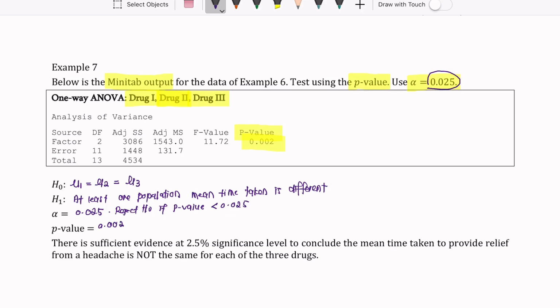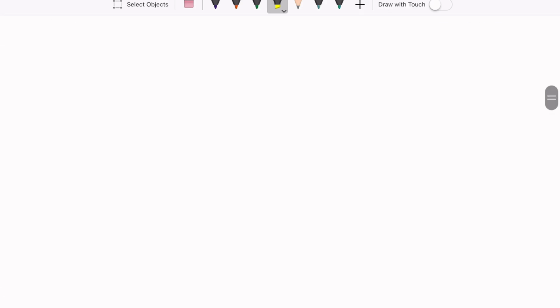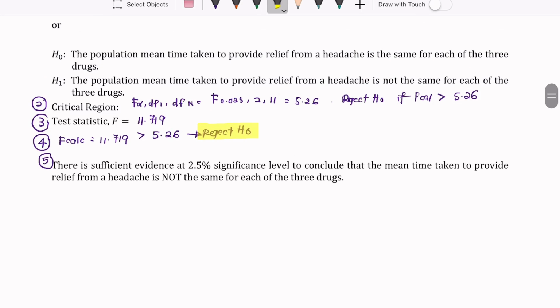We compare p-value with the alpha. P-value 0.002 is less than alpha 0.025. Since p-value is less than alpha 0.025, then the decision is to reject H0. Since we reject H0, therefore we write a conclusion as there is enough evidence at 2.5% significance level to conclude our alternative hypothesis. When we compare the result from the p-value and the F calculated that we have here, we can say that the result is consistent.